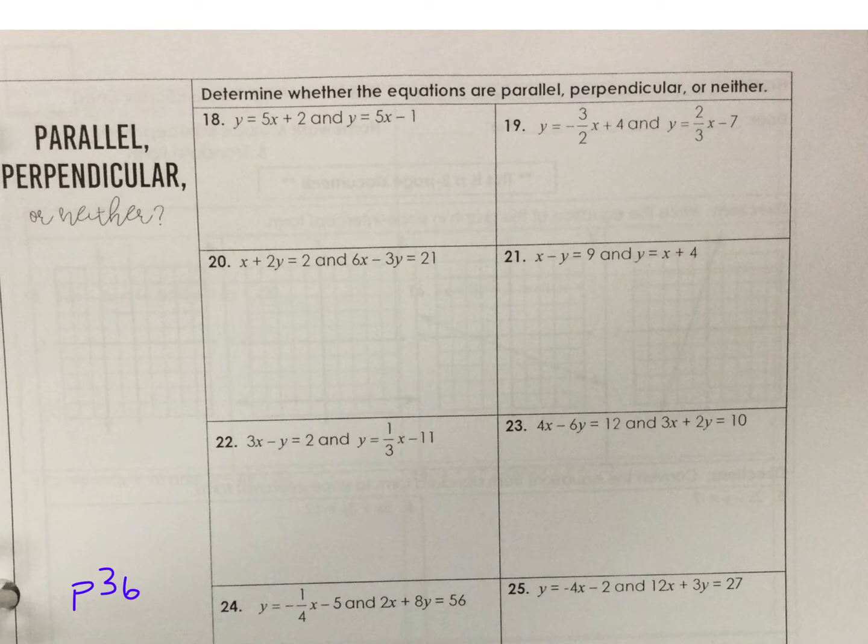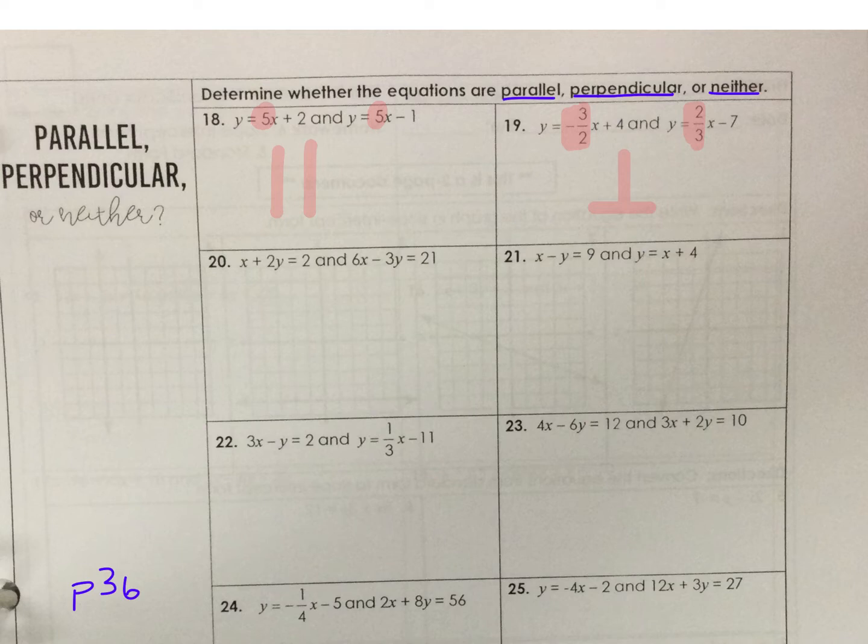Okay, this is page 36. We're just going to put everything we know together. So it wants to know if these lines are parallel, same slope, perpendicular, opposite reciprocal, or neither. So the slope for this line is a 5, and the slope for the next line is a 5. Those are the same, so those lines are parallel. The slope for this line is 3 over 2. The slope for this line is negative 3 over 2 and positive 2 over 3. Well, one's positive, one's negative, and they've been flipped, so these guys would be perpendicular.